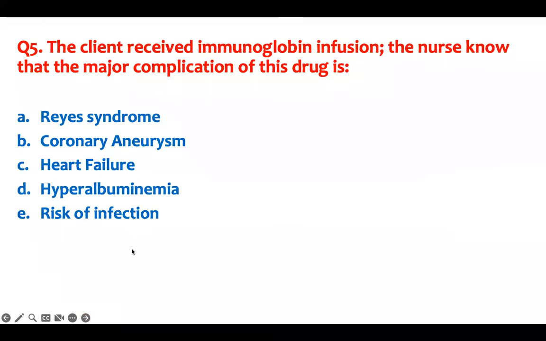Next one. The client received immunoglobulin infusion. The nurse knows that the major complication of this drug is what? The reason why I know how to say these questions or what they can ask you is because I know the clinical implication. So you got to go for the source. Okay, clinical implication. Immunoglobulin, what is that? It's an albumin. Okay. What does albumin do?